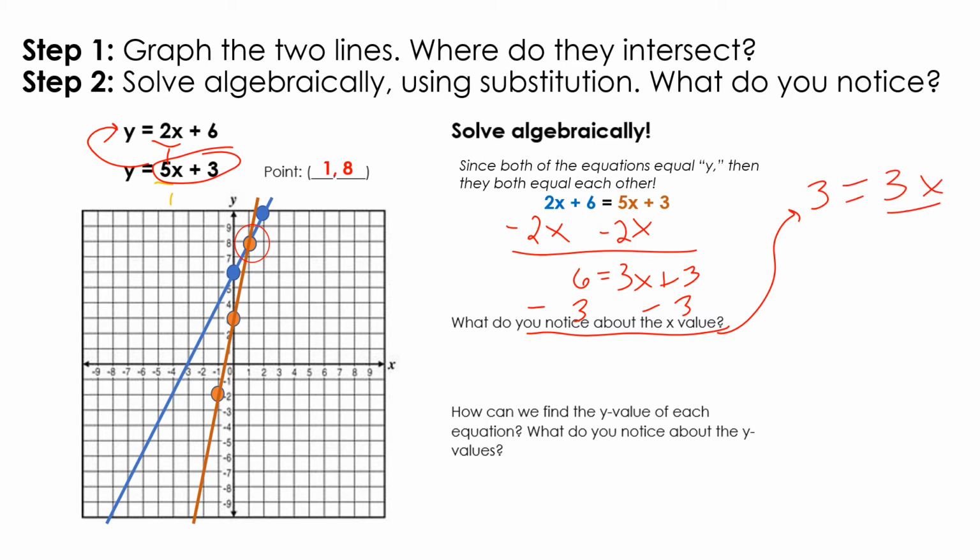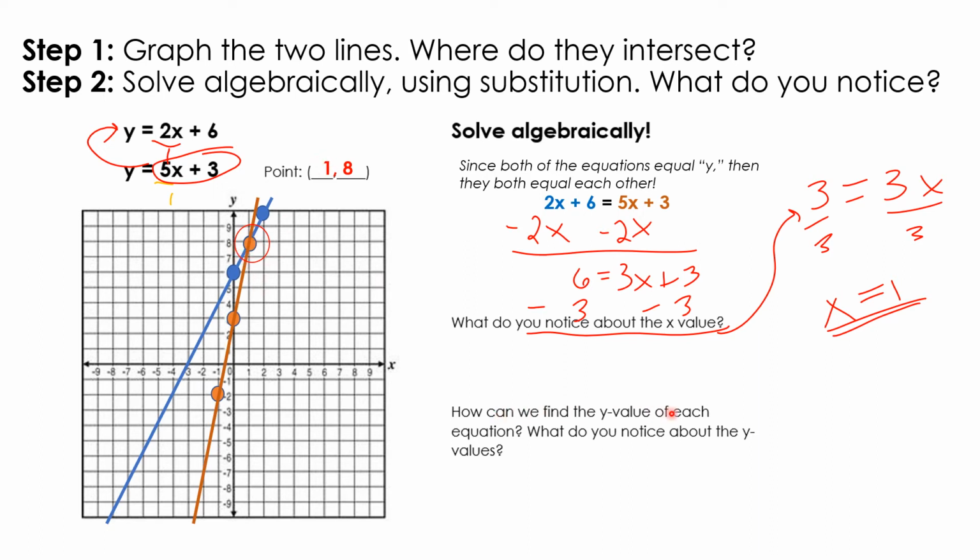And then I need to divide both sides by 3 to get x by itself, or I could even think 3 times what equals 3 on the left. This looks like x is going to equal 1. So what do you notice about that x value that we just solved for algebraically? It ends up being the exact same as that point that we've graphed right here.